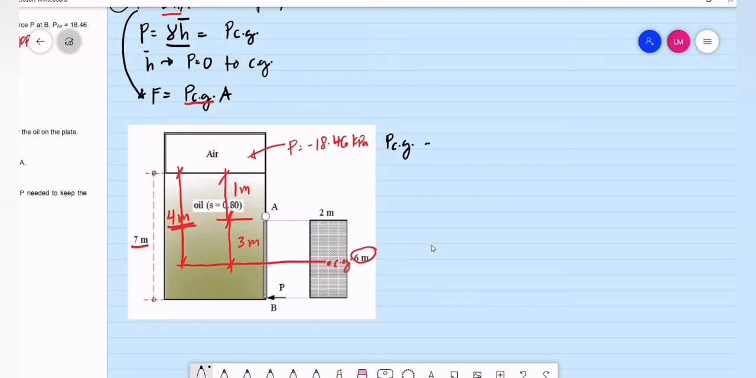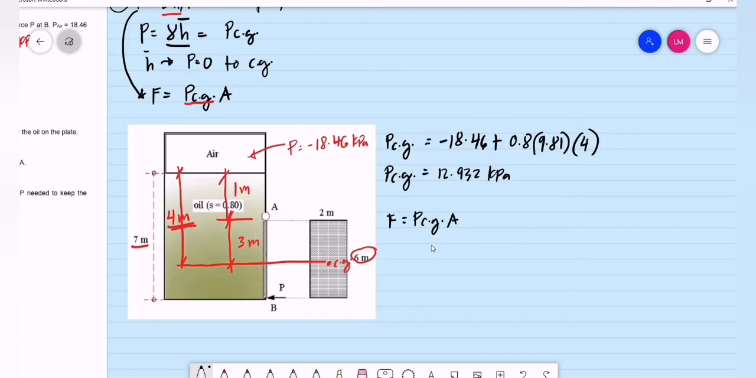The pressure on the center of gravity is basically the summation of pressures down to the center of gravity. So we have the initial pressure, that is air pressure, negative 18.46, plus the pressure exerted by the oil. Specific gravity is 0.8, multiplied by gamma water, 9.81. We are considering a depth of 4 meters. So the pressure on the center of gravity is equal to negative 18.46 plus 0.8 times 9.81 times 4. This pressure is equal to 12.932 kilopascals.